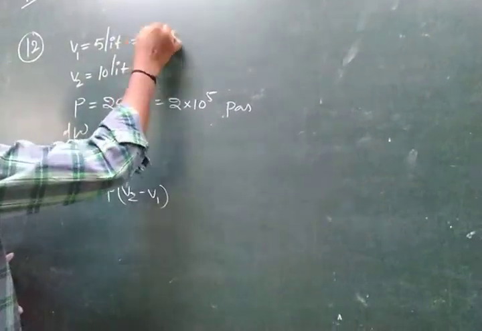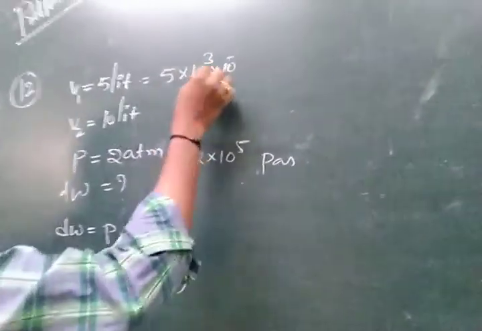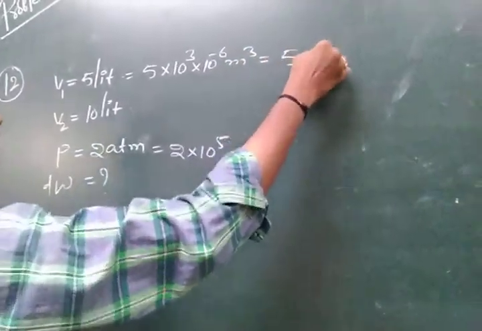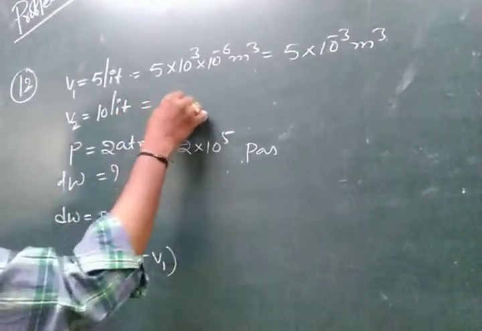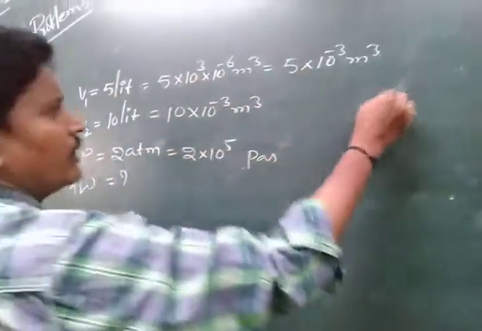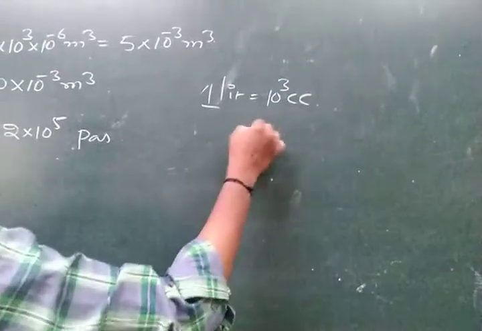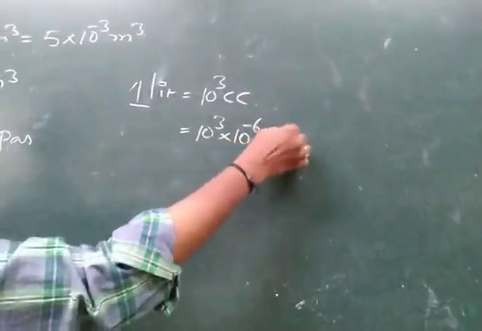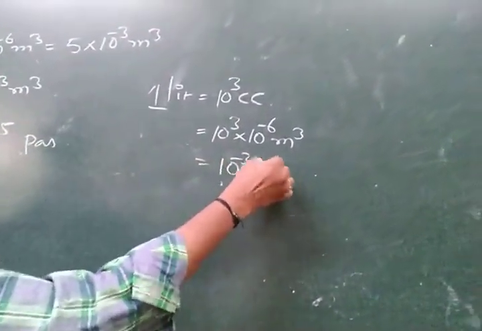Here 5 liters: 5 into 1 liter, 1 liter is 1000 cc, and 1 cc is 10 to the power of minus 6 meter cube. So that is 5 into 10 to the power of minus 3 meter cube. Here also 10 into 10 to the power of minus 3 meter cube. 1 liter is nothing but 1000 cc, and 1000 into 1 cc is nothing but 10 to the power of minus 3 meter cube.